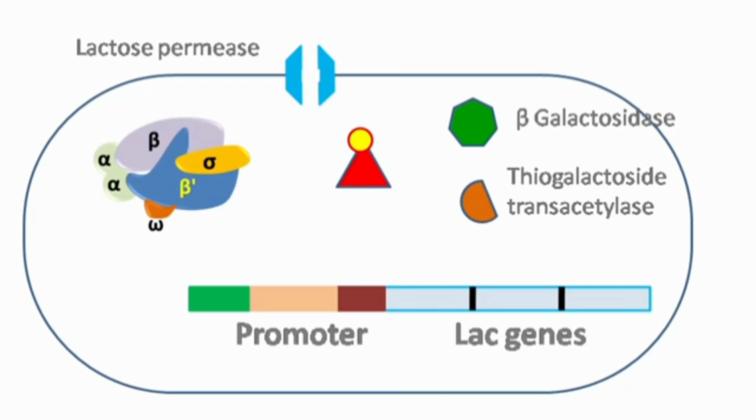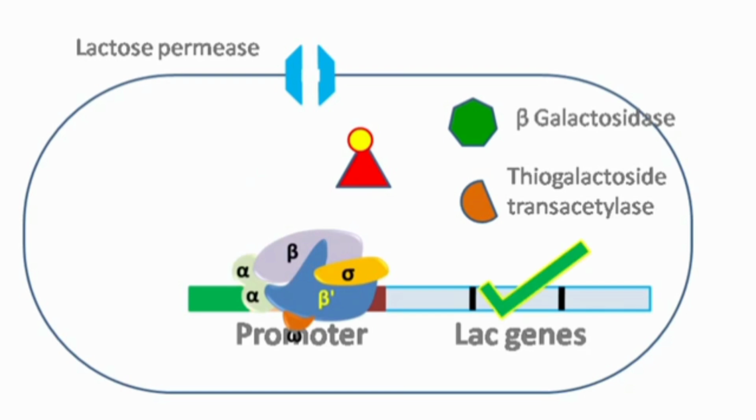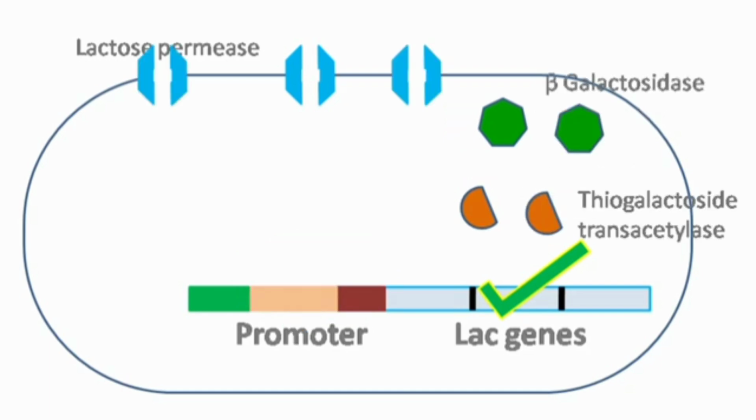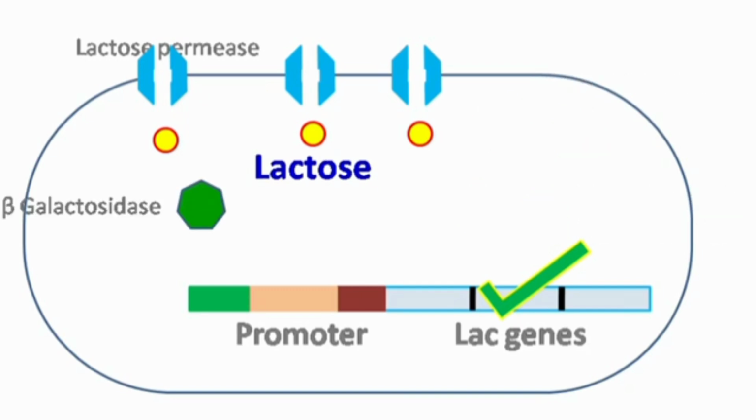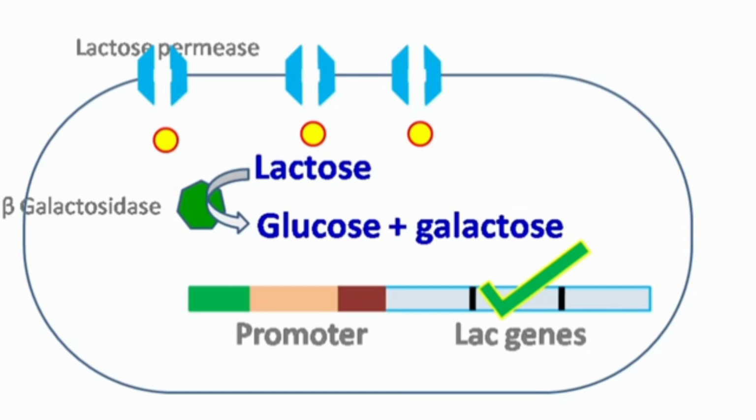As the operator is free, the RNA polymerase can now bind the promoter and initiate the transcription of LAC genes. Now, as LAC genes are continuously transcribed, more lactose permease, beta-galactosidase, and thiogalactoside transacetylase enzymes are formed. The lactose permease further allows more lactose to enter the cell. The lactose that enters the cell is hydrolyzed to glucose and galactose by the beta-galactosidase enzyme. Glucose and galactose are used as an energy source.